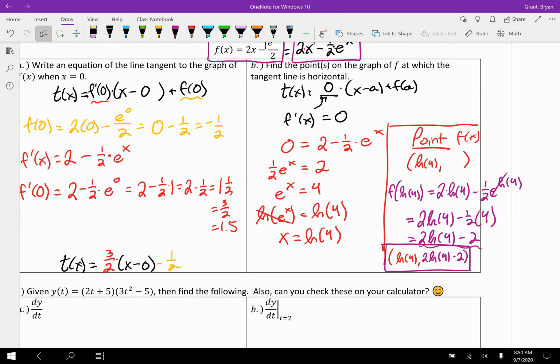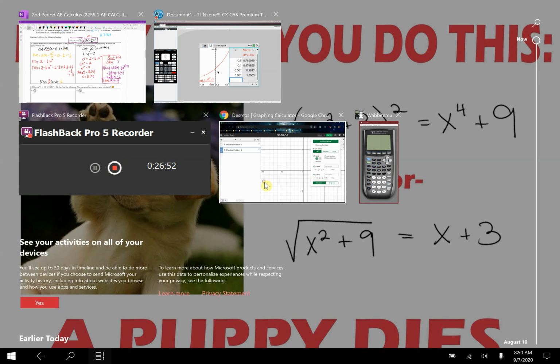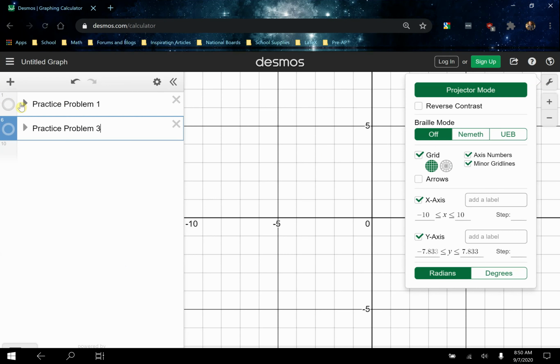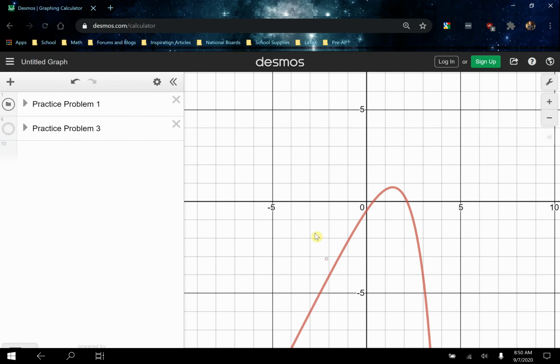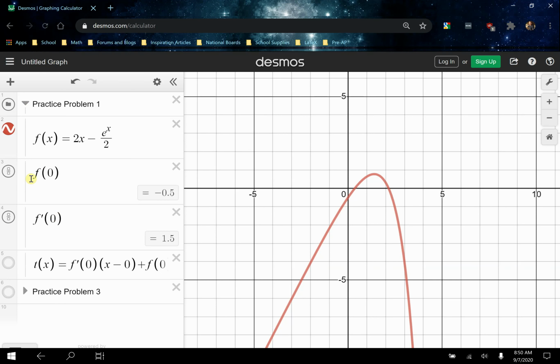Let's see if we did it right. I'm going to go ahead and check Desmos. I think I already have this one lined up on Desmos. This was practice problem 1. Here's my graph. As a reminder, we did 2 things. The first thing we did is we wrote a tangent line, and I have this one down here. Was f of 0 negative 0.5? Yes, that's what we got. And f prime of 0 is 3 halves? Yes. And here's what our tangent line looks like. Right? I wrote it on Desmos very easily. This is, of course, 3 halves, and this is negative 0.5, but Desmos' notation makes it easy.